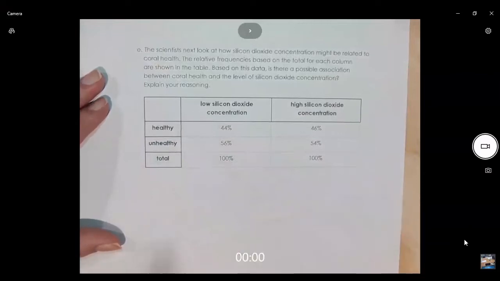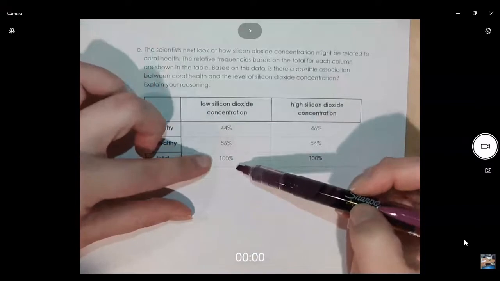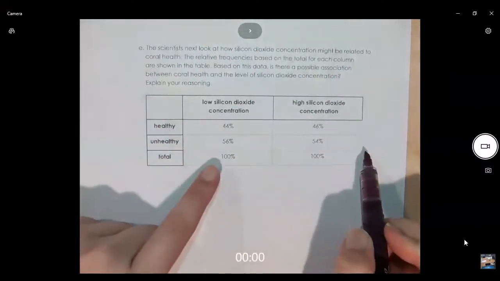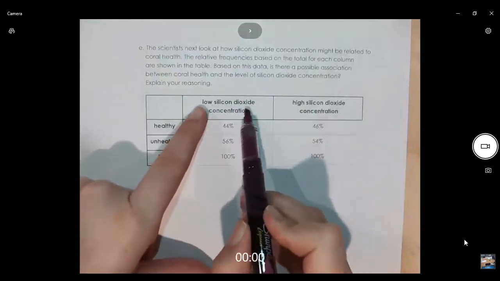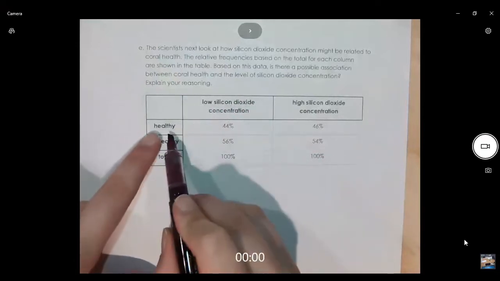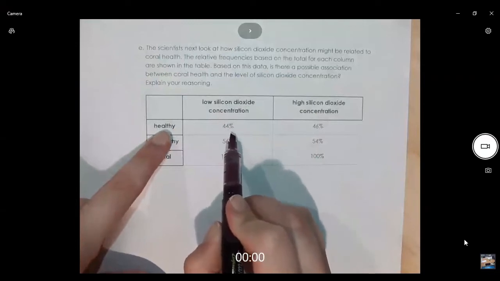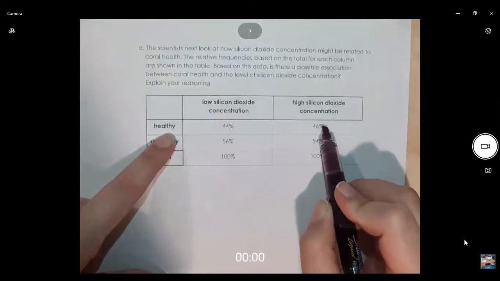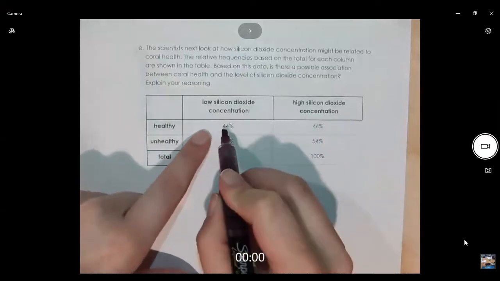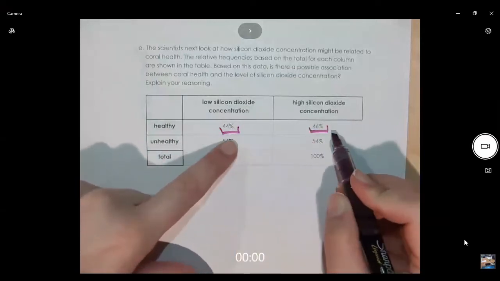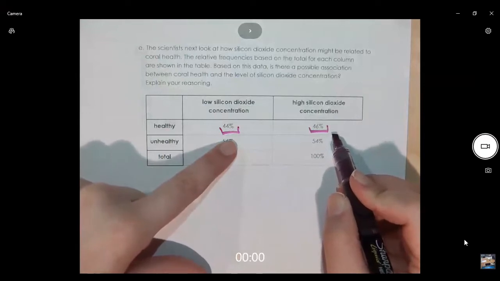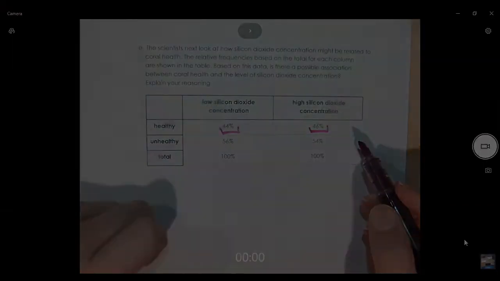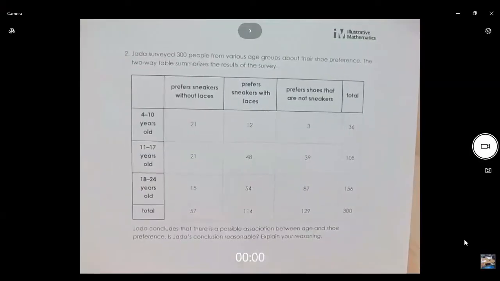If we look at this, the best way to look at it is when you have your columns filled out in totals, then we want to compare across. So when there's a low silicon dioxide concentrate, it's 44% of the time it's healthy. Well, when there's a high silicon dioxide concentrate, 46% of the time it's healthy. So these numbers aren't very different, and since they're not very different, that means there's not an association. It's hard to tell the difference between either low or high because they're very similar to each other. We're going to look at another example to help us understand this a little bit better.